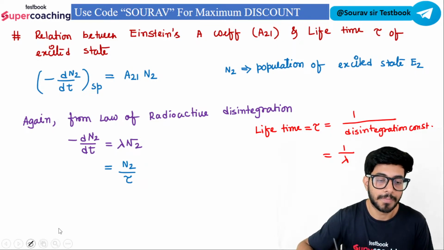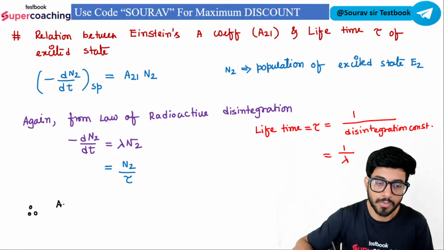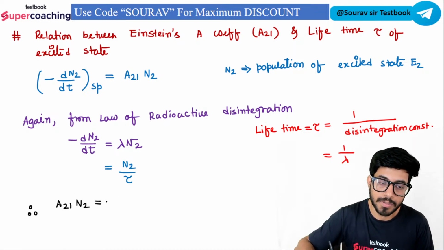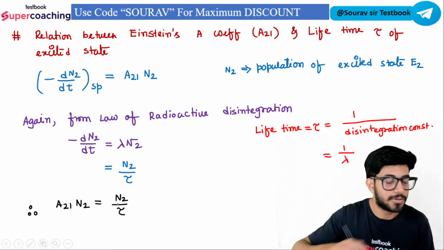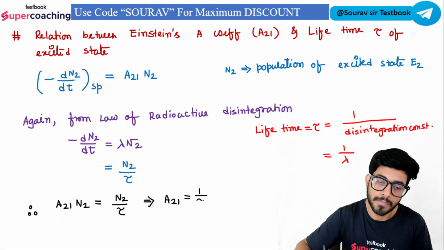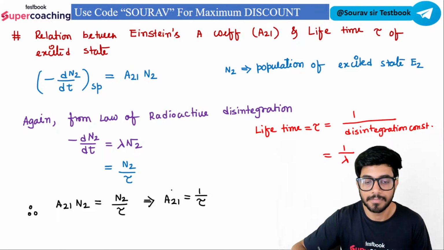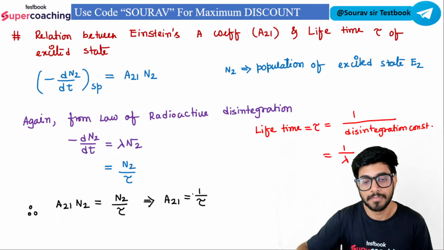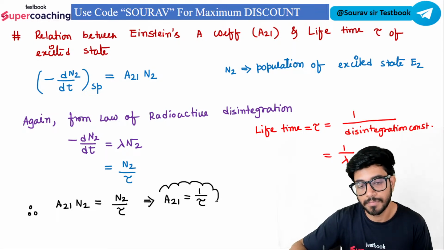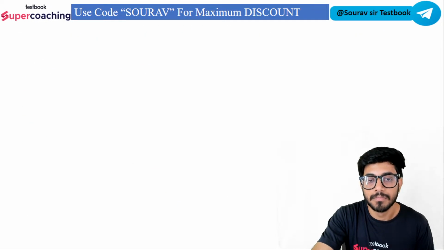So, comparing these two equations, A21 N2 equals N2 by tau, which says A21 is 1 by tau, or lifetime is equal to 1 by the disintegration constant. That's the formula: A21 is 1 by tau. We can solve this question now.